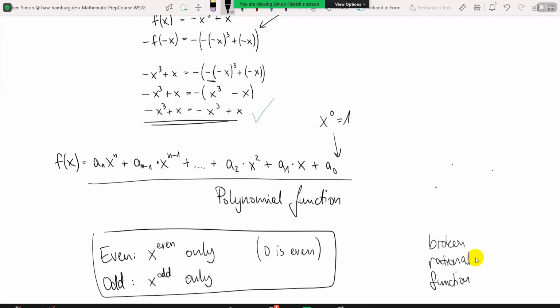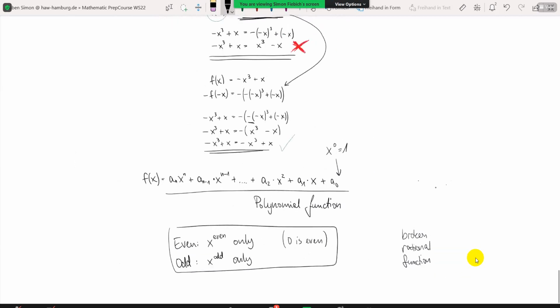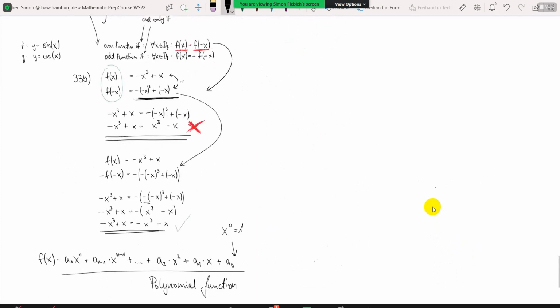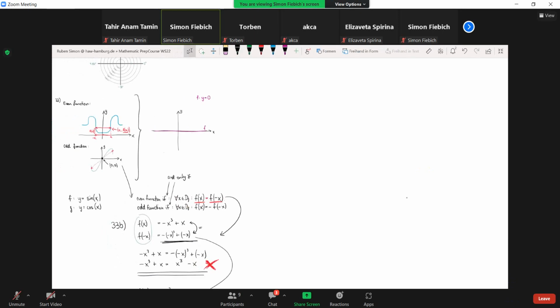I'll upload the task sheet in a second, and tomorrow at 4 p.m. there will be the sample solutions sheet uploaded as usual, and then check upon all your answers. And of course, tomorrow we will talk through all the tasks which are left. These are, of course, 33C, and then 34, 35, 36, and 37.